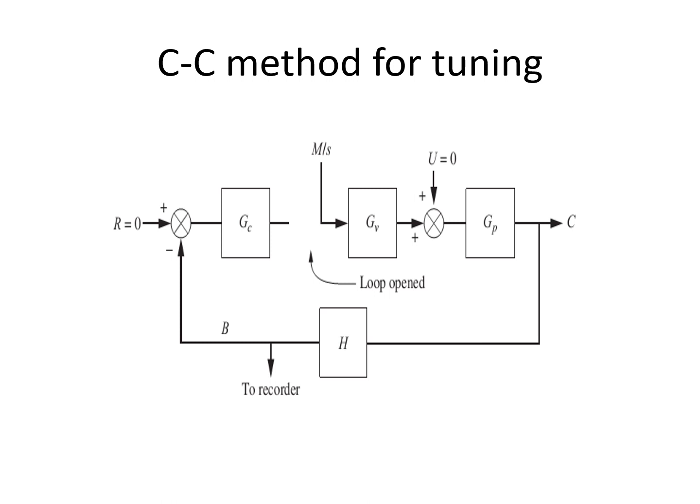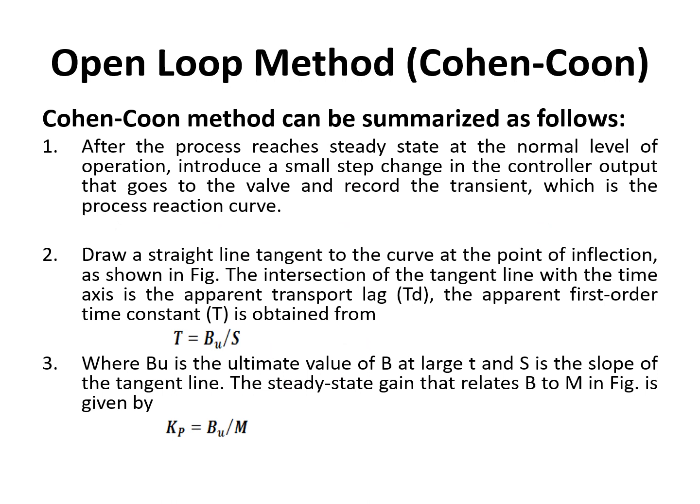What you expect to find most of the time, not all of the time, is a process reaction curve. And from the process reaction curve, you can get certain parameters. So when you get the process reaction curve, you draw a straight line tangent to the curve at the point of inflection, shown in the figure, and the intersection of the tangent with the x-axis, the time axis, is the transport lag TD. The first order constant T can be obtained from the final value that you get over the slope of the response.